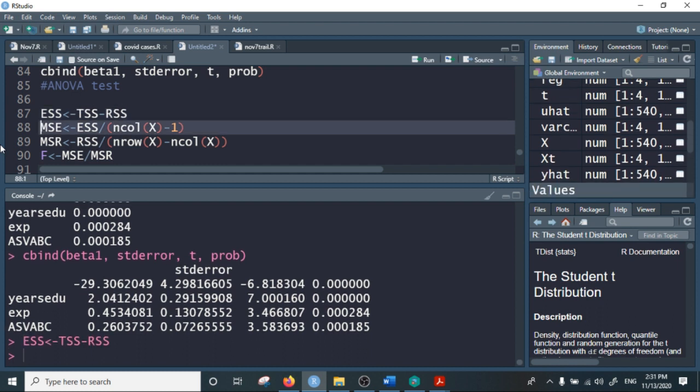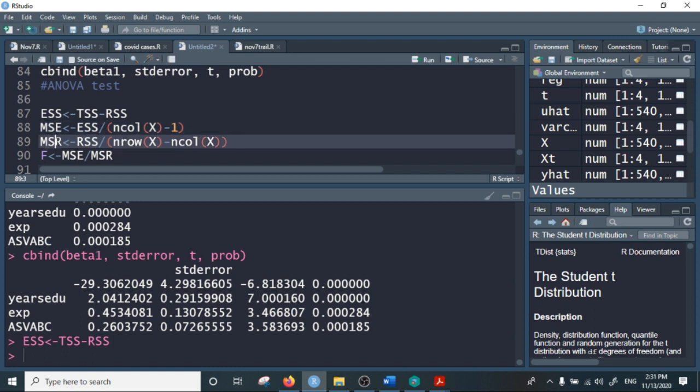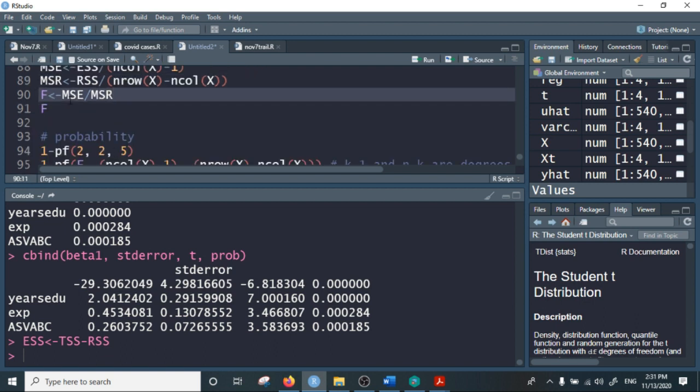And then we define the mean sum of square. As you can see in the ANOVA table, we define the mean sum square of explained variation, mean sum square of residual variation, and we define F as the ratio of mean sum square of explained variation divided by mean sum square of unexplained variation.